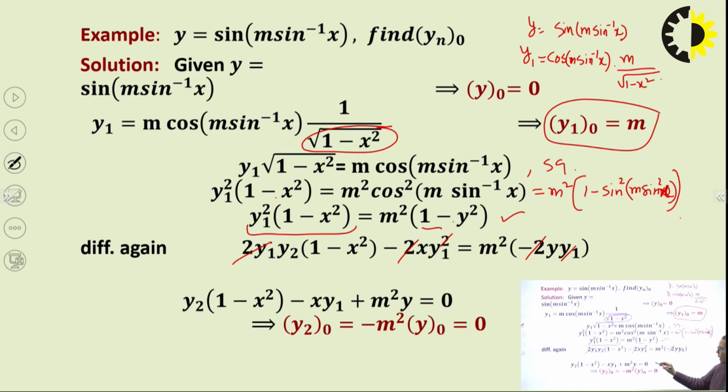And here again, if I put x = 0, look at what we get. This gives the value y2(0). x equal to 0 makes 1 minus x square become 1, and the x term is 0.